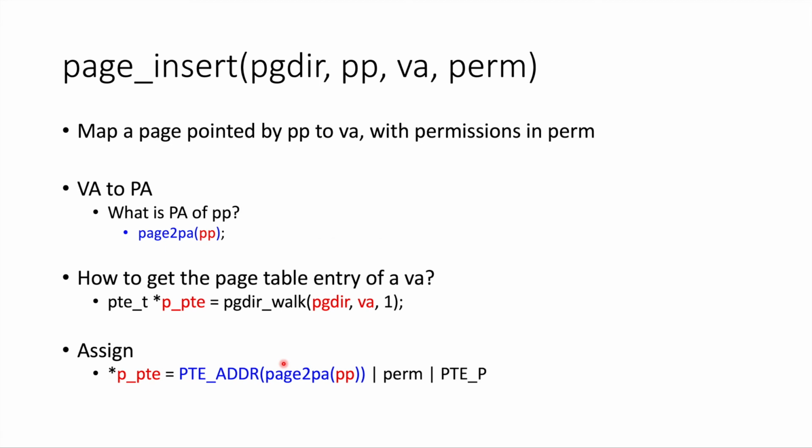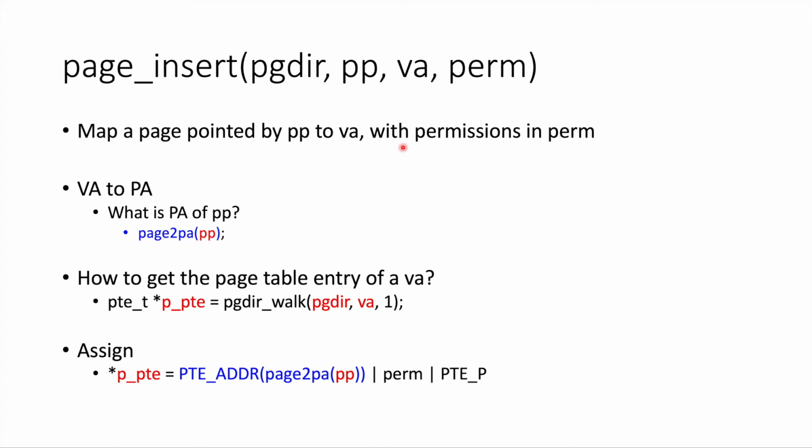And the last function to implement is page insert. This function is for mapping a virtual address VA to the physical address pointed to by struct page info pp with the permission specified in perm. To this end, we first need to get the physical address of the pp, and we can easily get that by running page to pa. We need the physical address of the pp because we need to bind it with the virtual address VA.